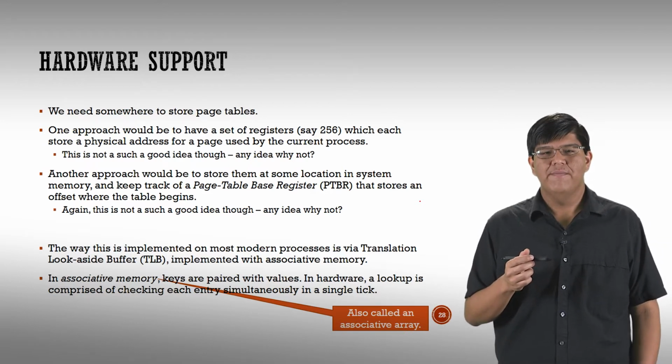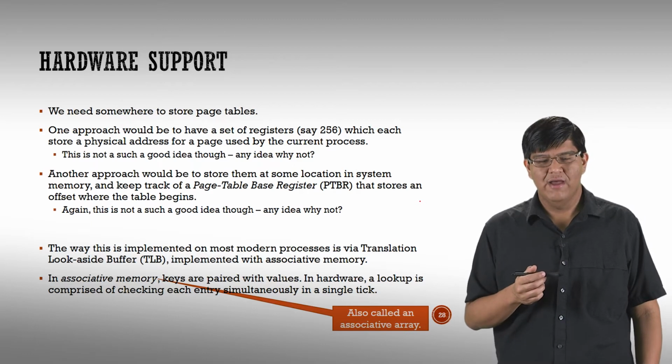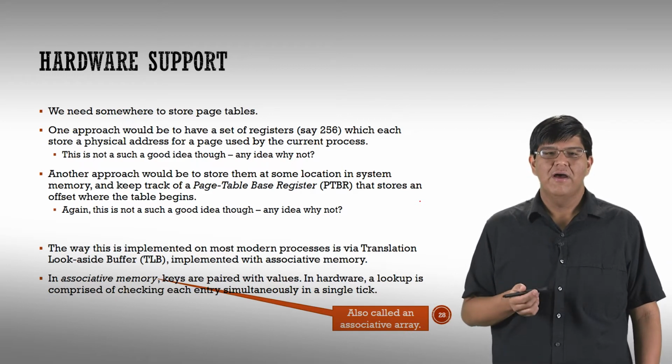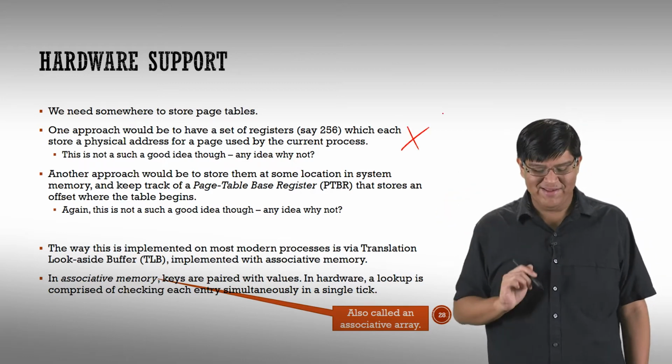Second of all, that gives us a limit. I can only have 256 pages active at a time, so that is a hard limit, and maybe I can avoid that. It gives me basically a bound on the largest process I could ever create. So that idea is okay, but we can do better. So put an X next to it.